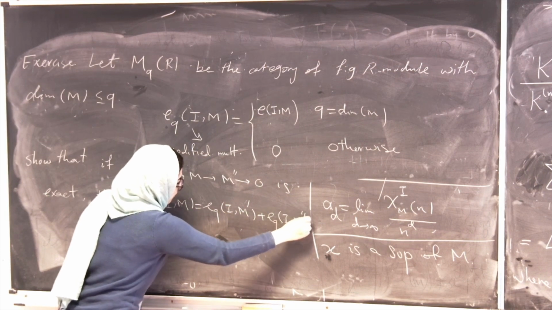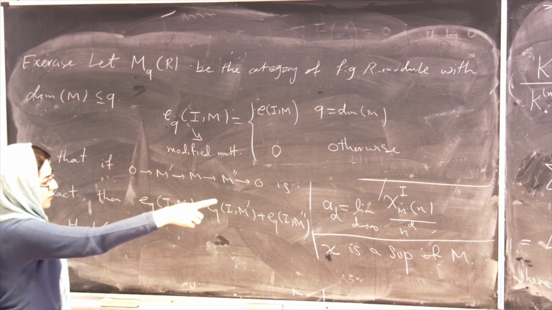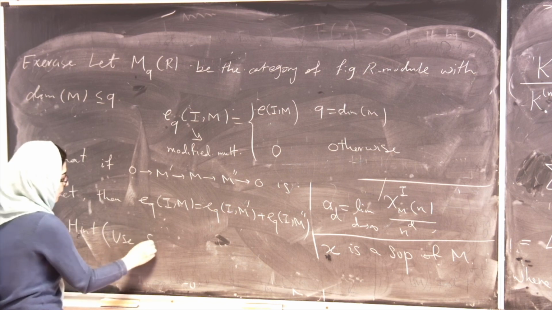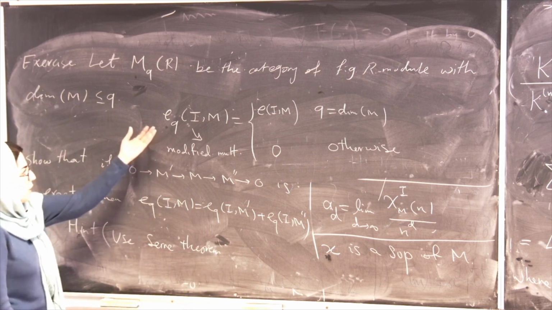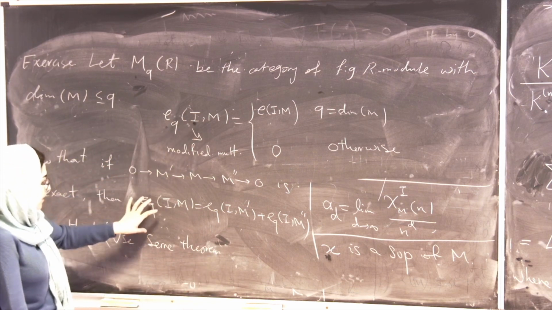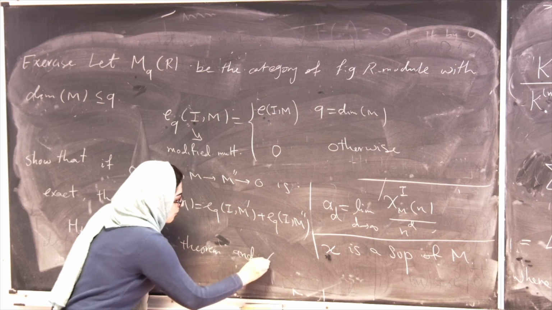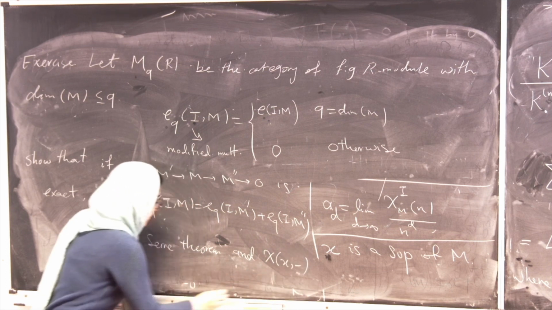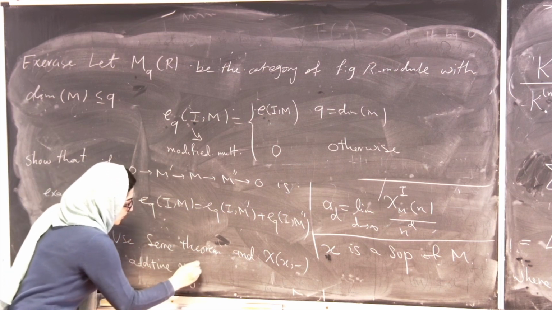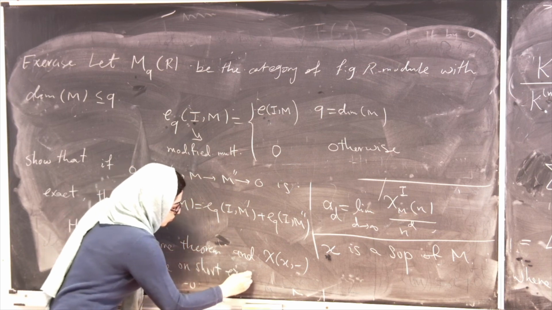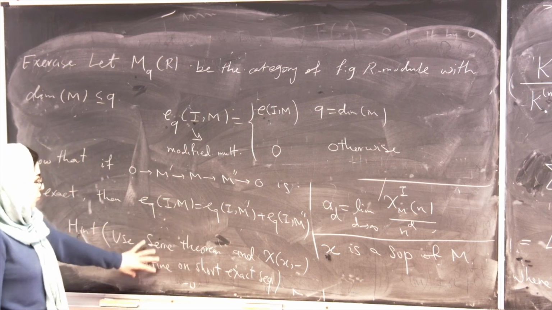So I'll give you a hint. Use Serre's theorem. By Serre's theorem, we know that if this is generated by a system of parameters, this is just the Euler characteristic. And also, use the fact that the Euler characteristic is additive on short exact sequences. So we saw both proofs today, and if you apply these two, you can prove this equality.